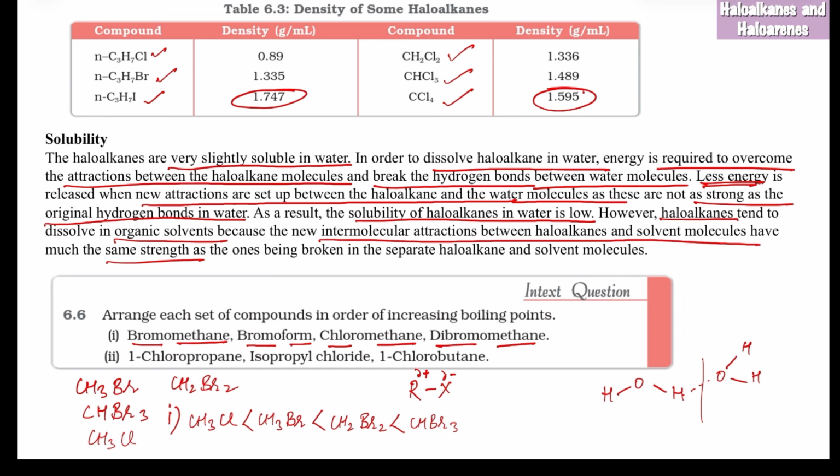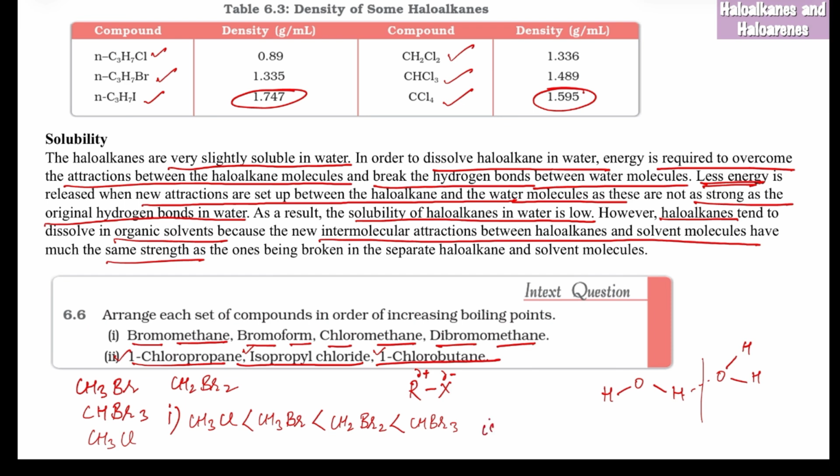Next is 1-chloropropane, then isopropyl chloride, and 1-chlorobutane. Isopropyl chloride will have the minimum boiling point, then 1-chloropropane, and the highest boiling point will be 1-chlorobutane.